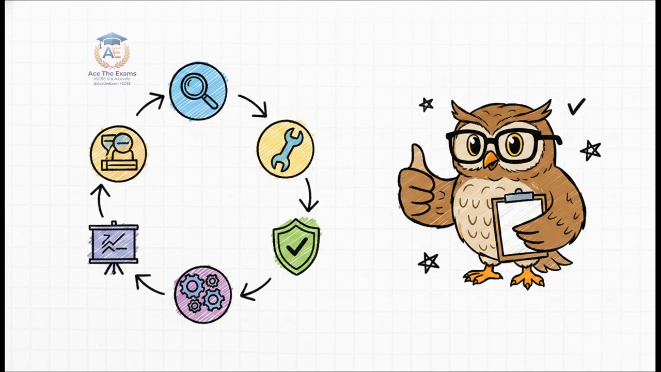Look, if you don't execute your analysis with very clear workings, the examiner, who is basically your senior code reviewer, cannot grant you those method marks. Clear workings are your code comments. They tell the examiner exactly what logic you use to get there.